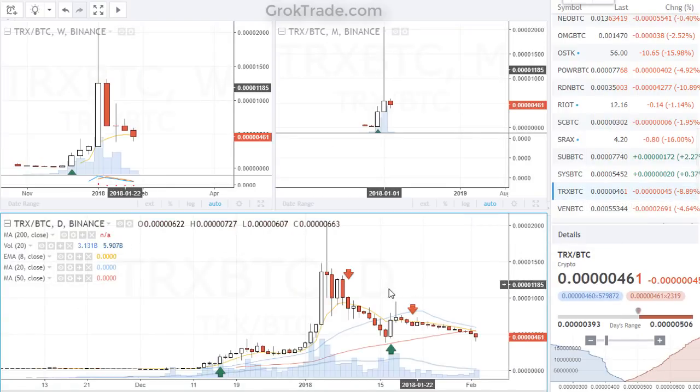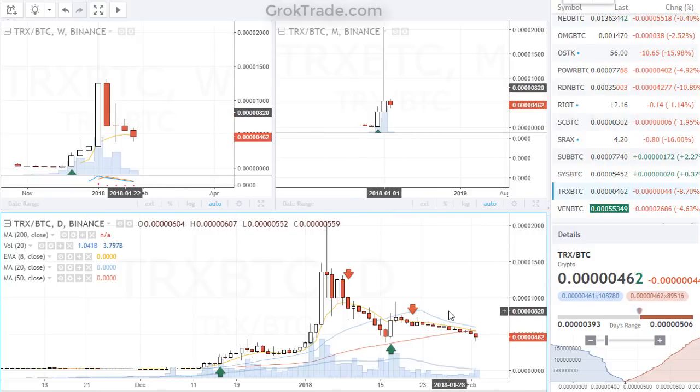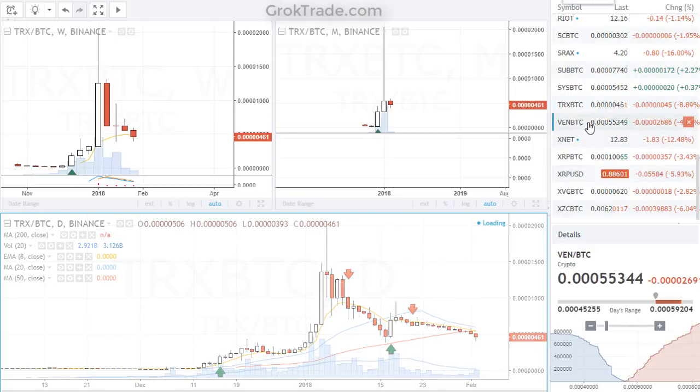TRX, BTC, same thing. Down, down, down, not interested. The weekly looks fine, but it's doing a whole lot of nothing until it starts to move. I'm not interested in that.